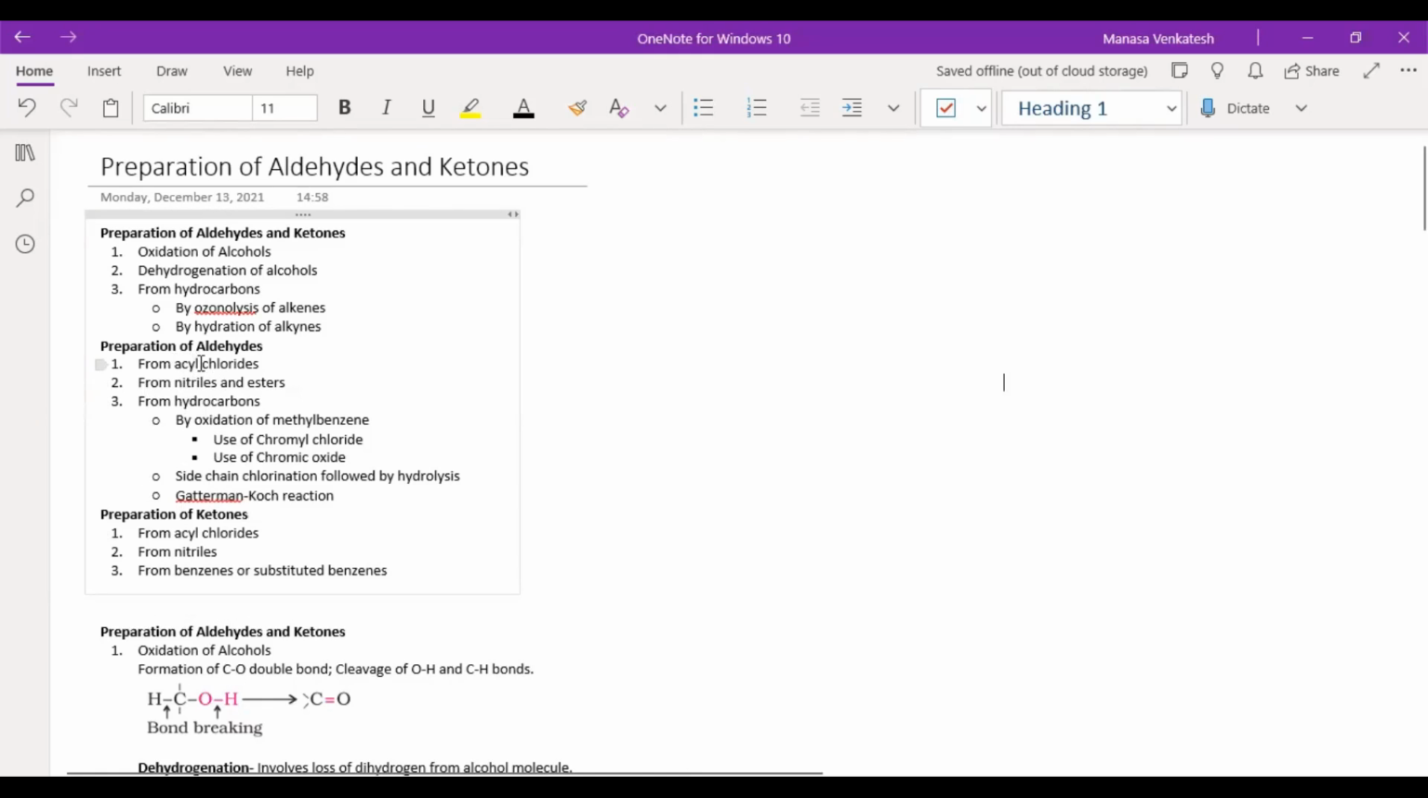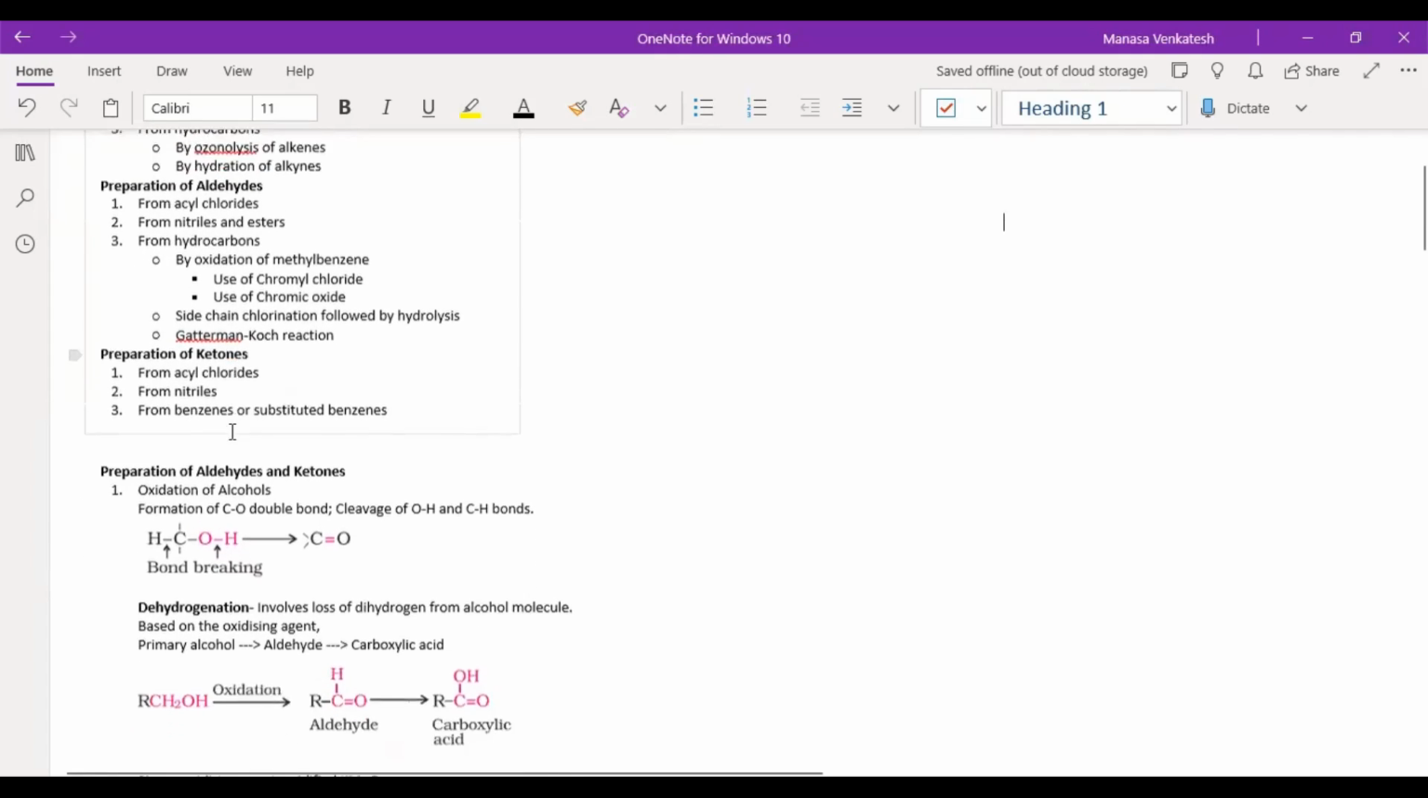If you notice, you have acyl chlorides for both aldehydes and ketones. So there's going to be a change in the reaction conditions. Then here you have nitriles. Here also you have nitriles. And from hydrocarbons, some of the reactions, or rather many reactions in this case, are going to be from benzenes or substituted benzenes. So there is a certain extent of similarity between these two.